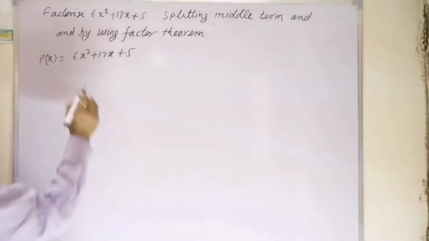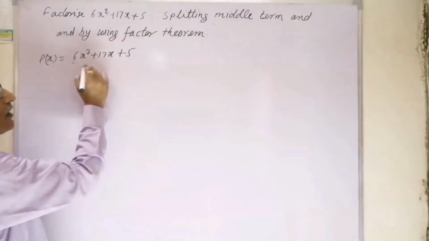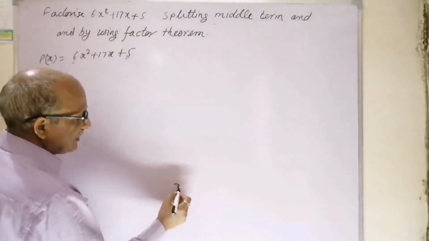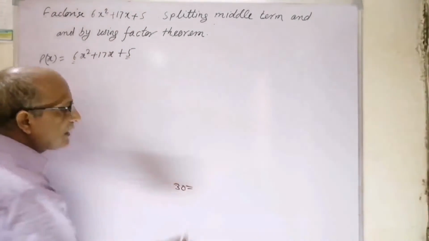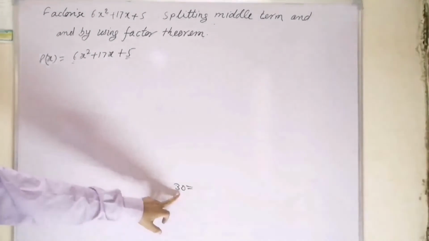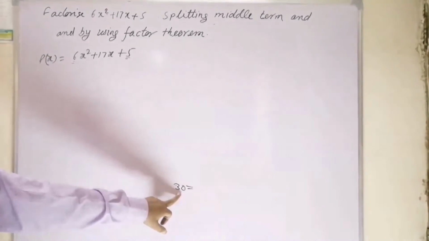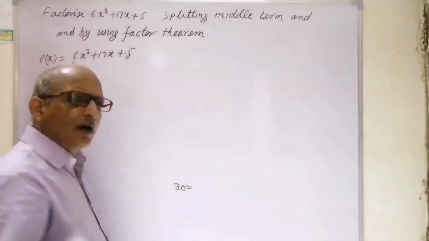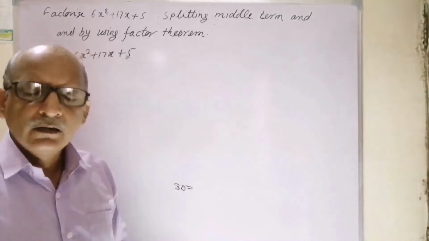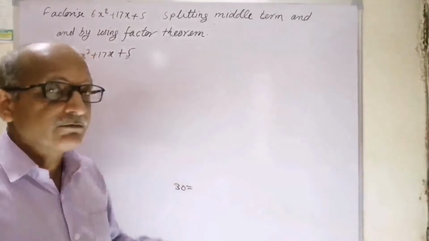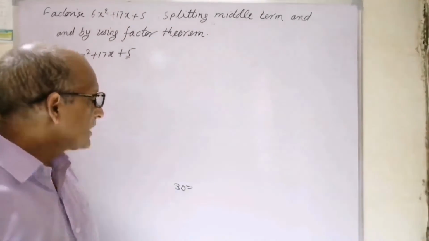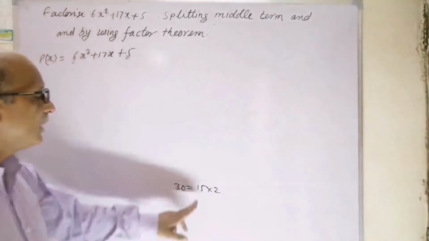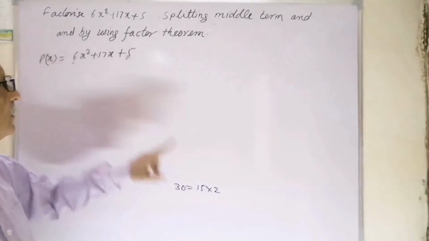Again the same process: multiply the coefficient of x square and the constant, we'll get 30. We'll examine again the product of factors of 30 which can give the sum as 17. So again we'll get 30 into 1, that is purposeless because 30 plus 1 can't be equal to 17. The next factor pair we can take is 15 into 2, and 15 and 2 add up to get 17.